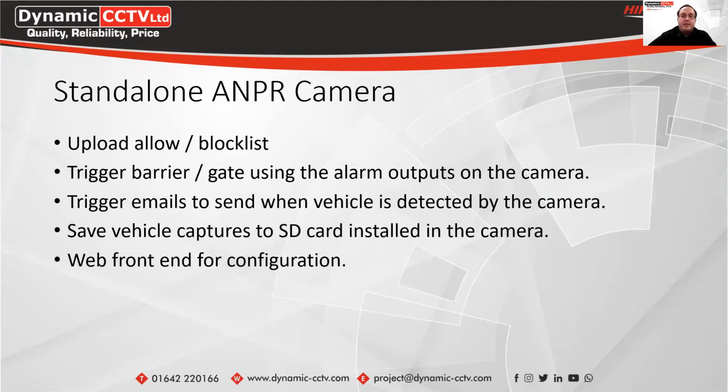So with the standalone ANPR cameras, you can upload an allow/block list. This is done using an Excel sheet that you would export from the web front end of the camera. And what you would then do is manually enter the license plate numbers into the list and set them to either be an allow list or a block list within the Excel sheet. You'd then save that and then re-upload it to the camera.